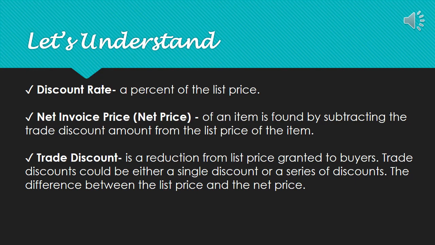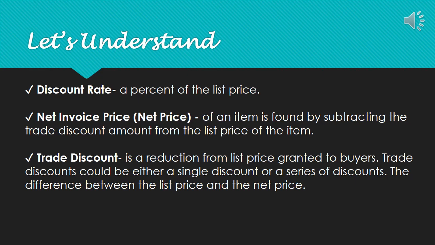So, next term, we have net invoice price or net price. Net price of an item is found by subtracting the trade discount amount from the list price of the item. So, ibig sabihin, yung net price daw, ito na yung binawas na yung discount dun sa original price.